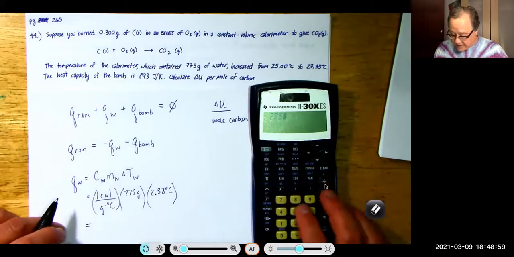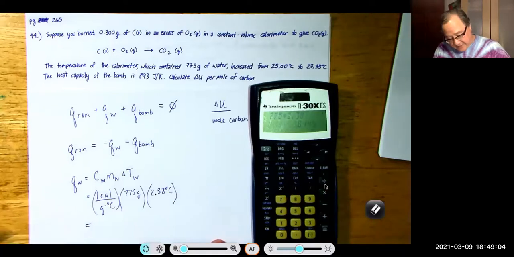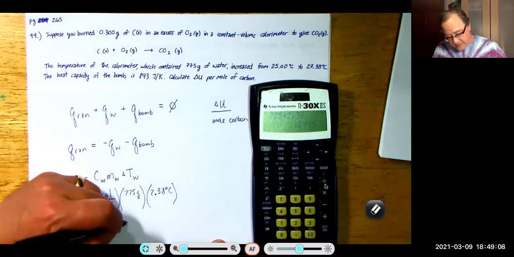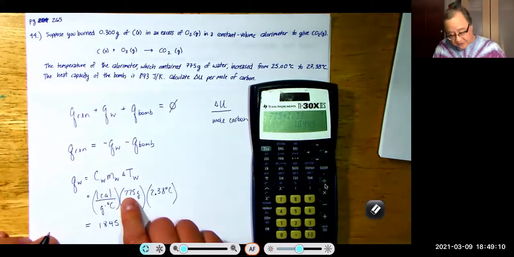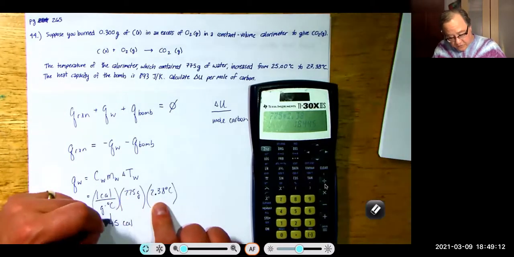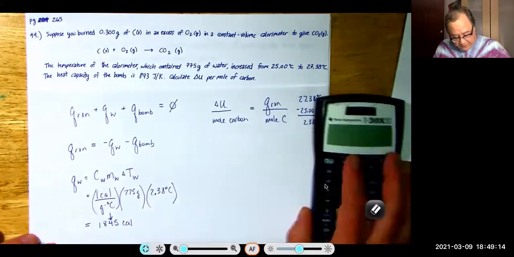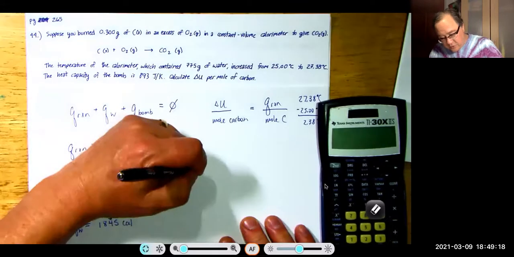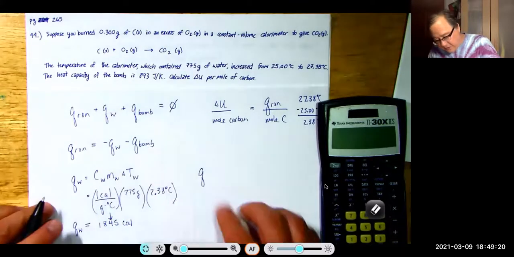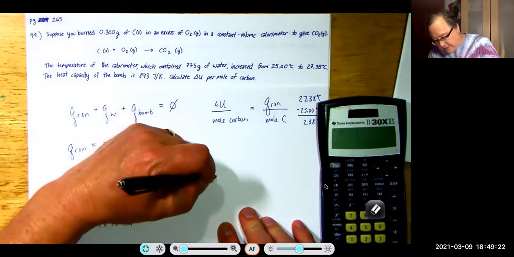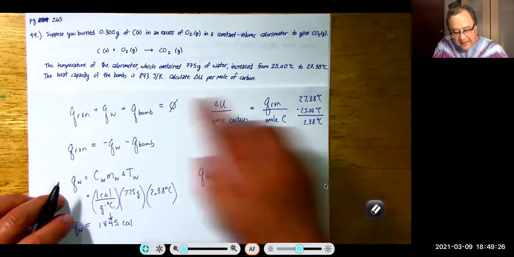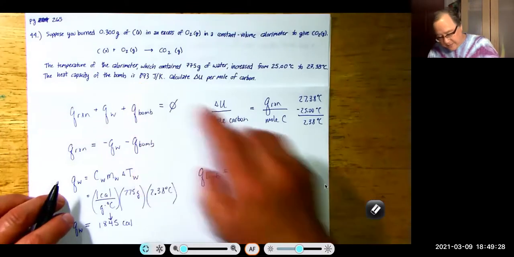775 times 2.38, and we get 1,845 calories. This has 3 significant figures. This has 3, so this is good to the 4. So we're going to keep track of that. So that's Q of the water. Now, Q of the bomb, how do we figure that out? Well, I think it's pretty clear that we're going to have to use this 893 joules per K.